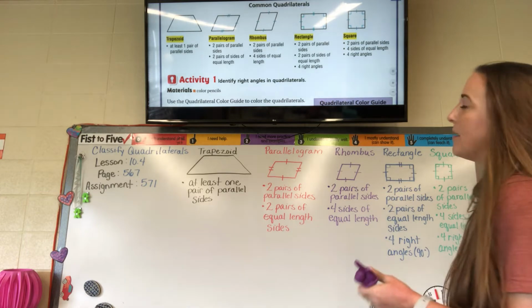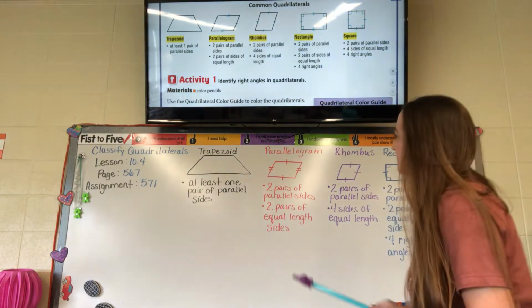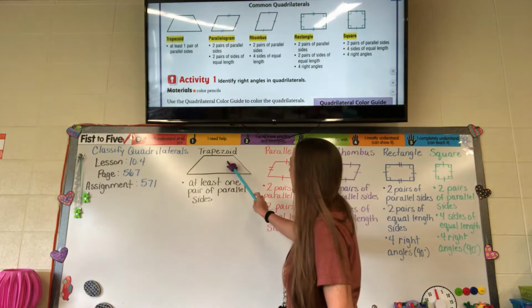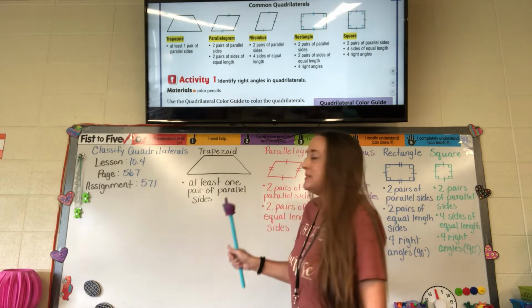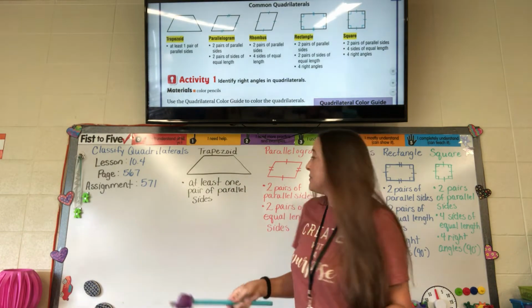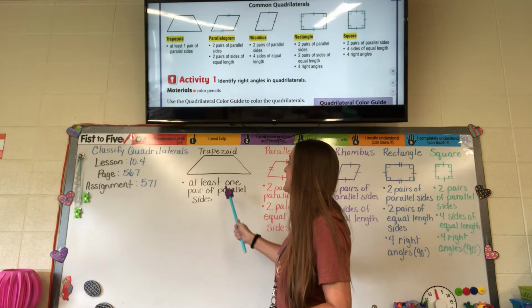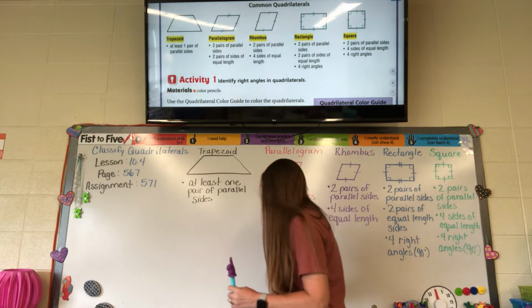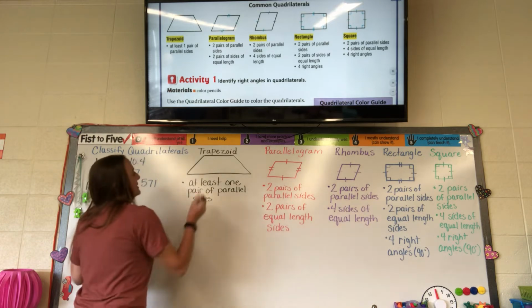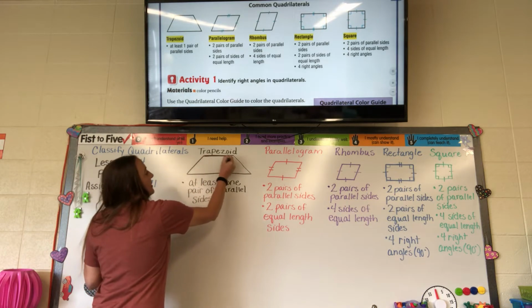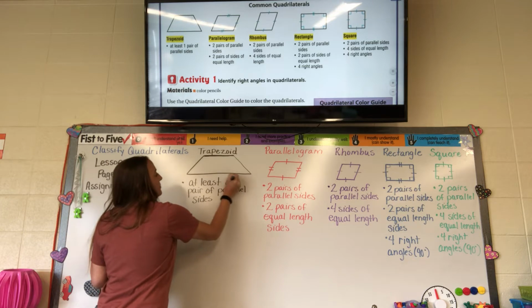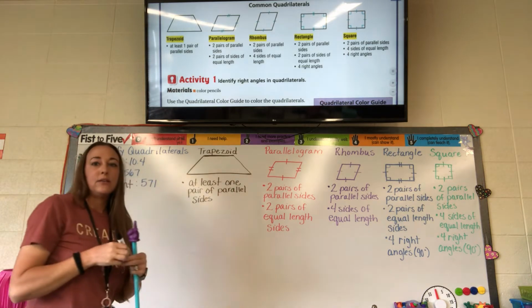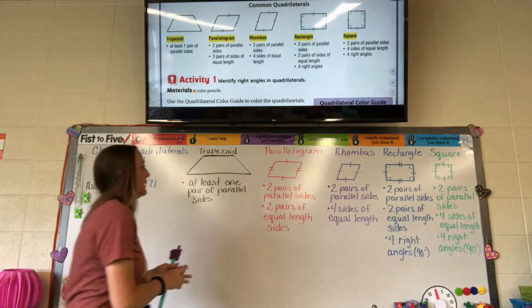These are our common quadrilaterals. So we have a trapezoid, and the definition or rules for a trapezoid are that there's at least one pair of parallel sides. Now in this trapezoid's case, the top and the bottom are parallel. So that's how we know that's a trapezoid.